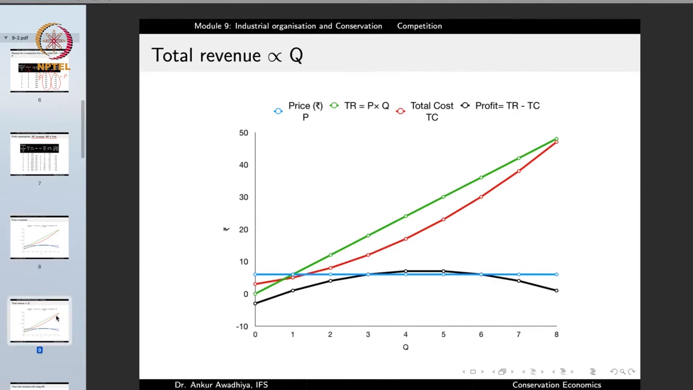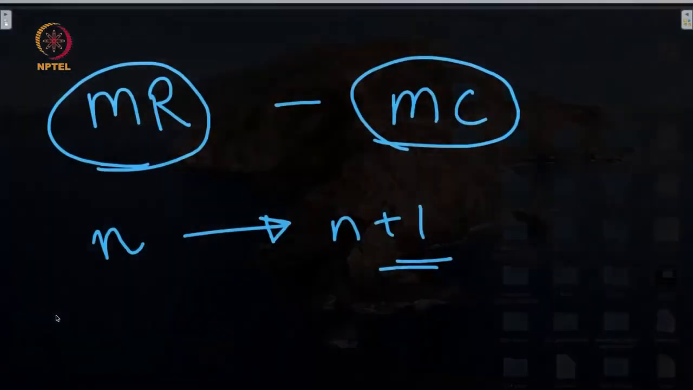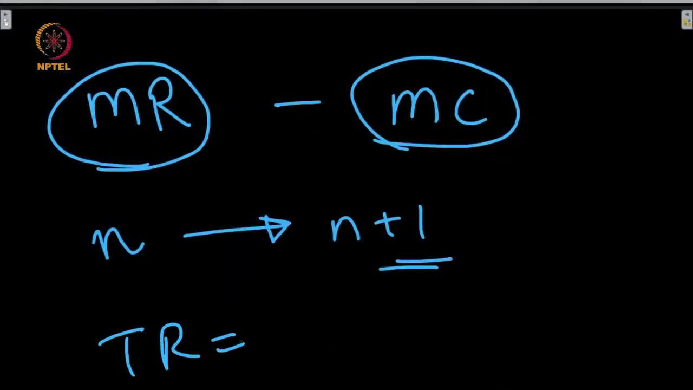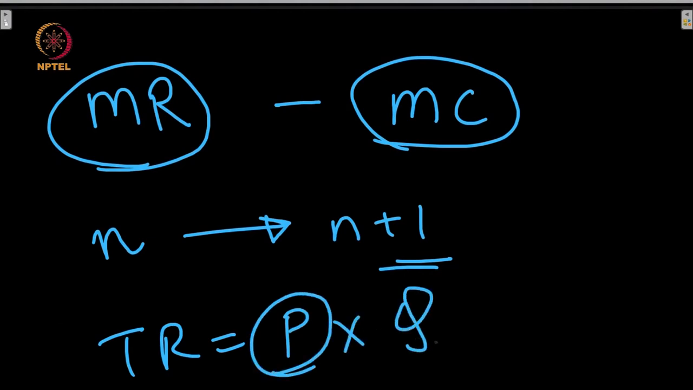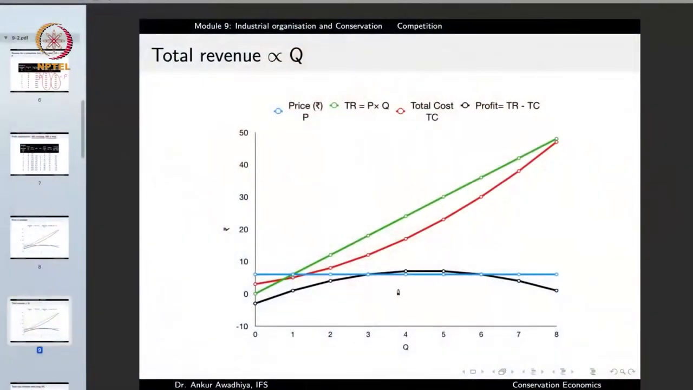The total revenue is proportional to the quantity that is sold, because total revenue is given as P into Q. Now, because P is constant, it's a straight line. So total revenue is proportional to the quantity of goods that are being sold. And which is what we are observing here. In the case of this green line, the more is the quantity, the more is the total revenue. And it is a straight line because it is proportional to Q, and the proportionality is a fixed constant.